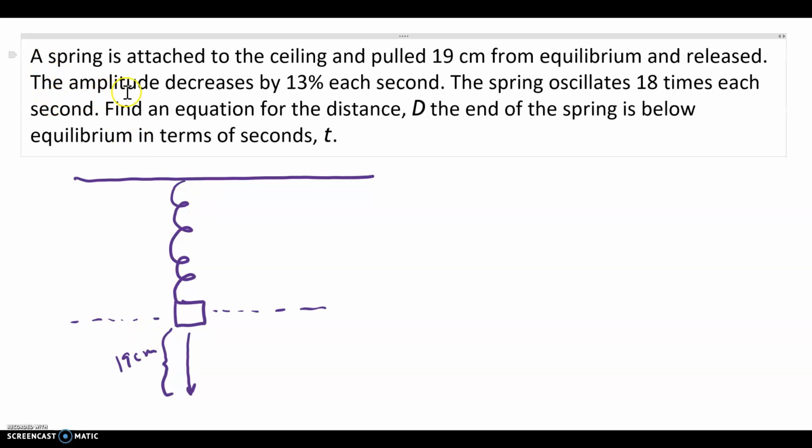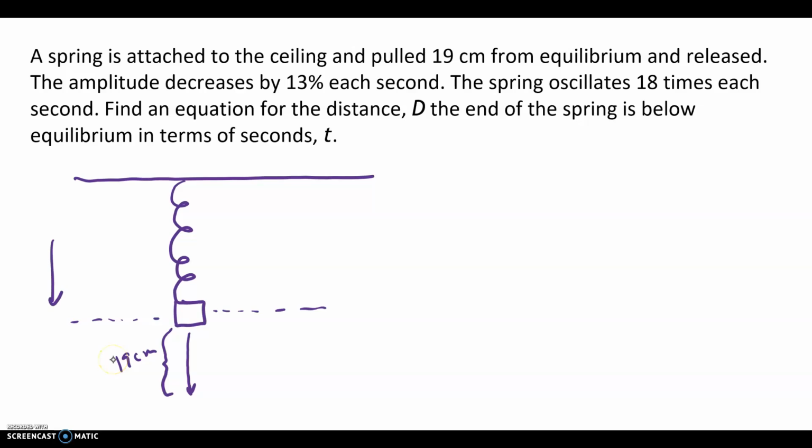It says the amplitude decreases by 13% each second. All right, the spring oscillates 18 times each second. Find an equation for the distance, which we call d, that the end of the spring is below equilibrium in terms of seconds t. All right, so first of all, we will define down to be positive here in this situation.